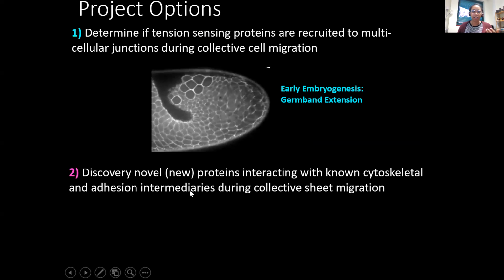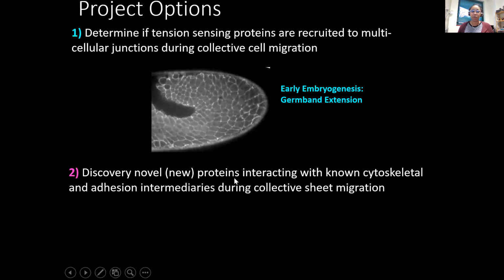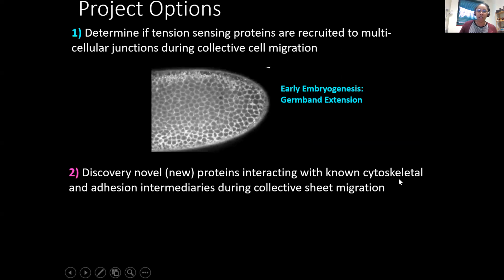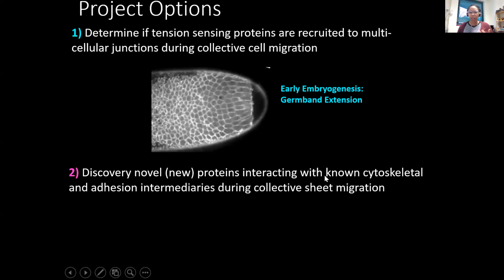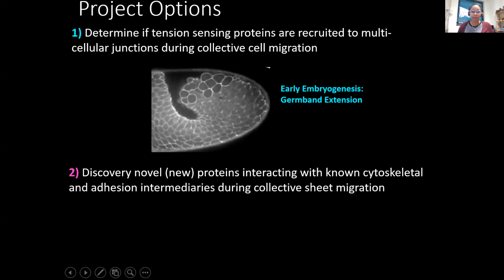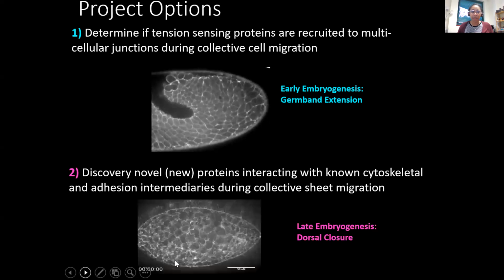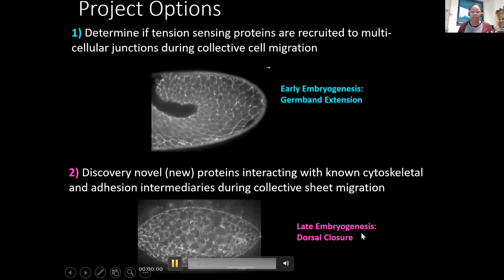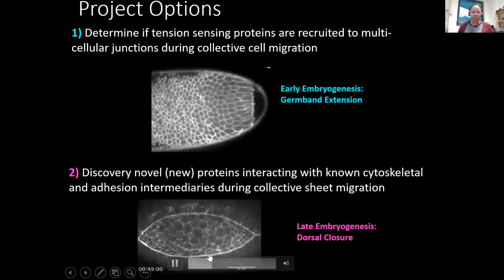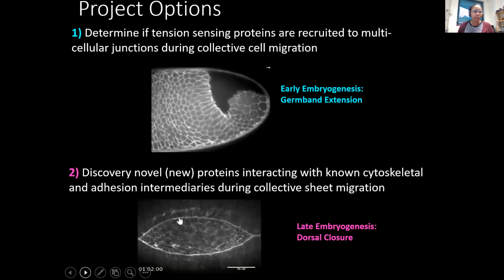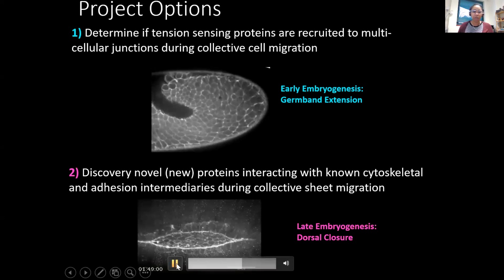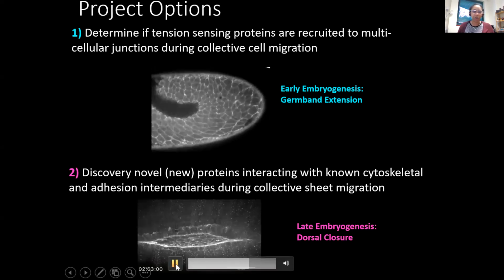The second project would be discovering new proteins that may interact with known cytoskeleton adhesion intermediaries. We know quite a few players in this process, but we want to discover some new ones, to see if there are any new proteins that we haven't figured out yet that are part of this process. This would be done in late embryogenesis, in the process known as dorsal closure, which is this sheet migration that I showed you earlier. These are the two project options. I am okay with each student working on their own project or working together.